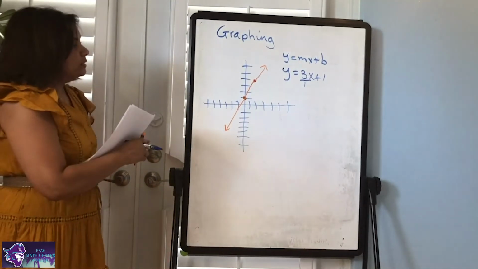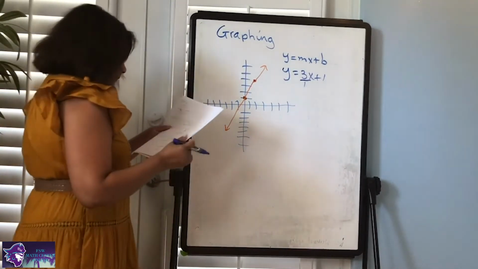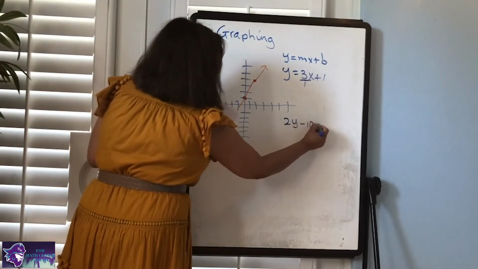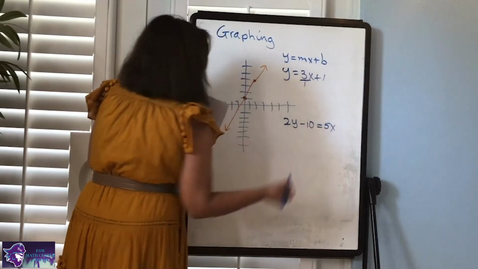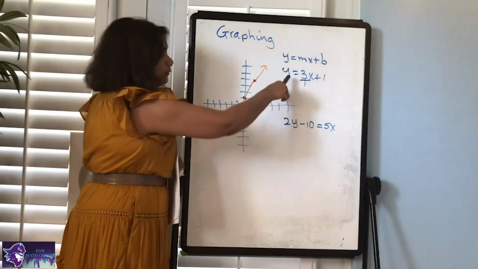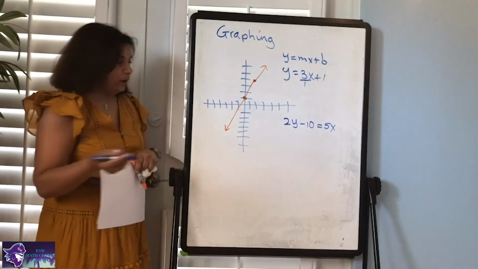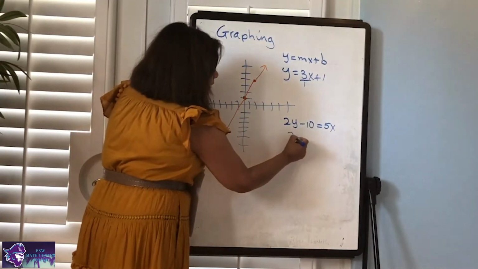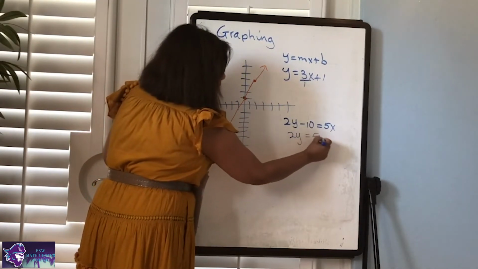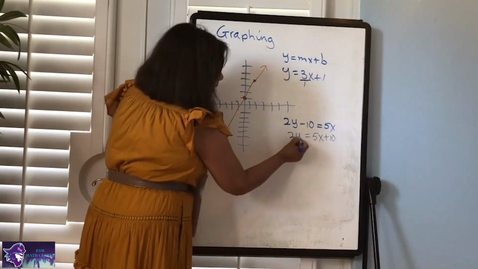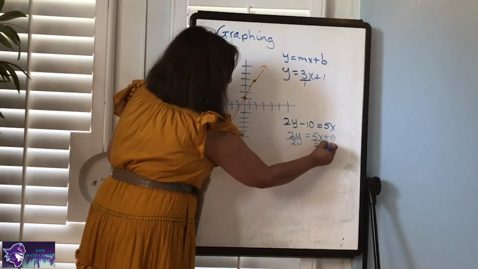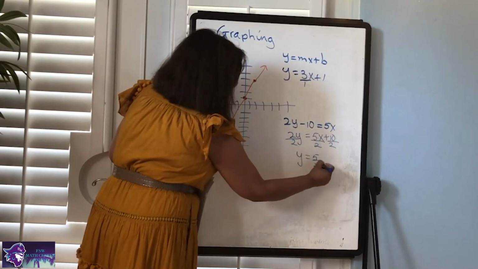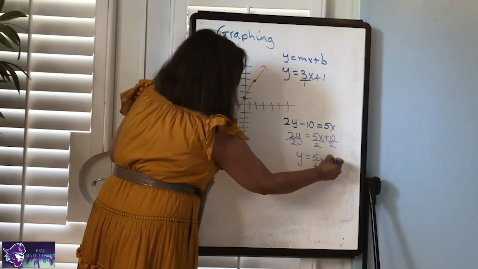Let's do another equation that's not written in slope-intercept form. And I have an example of 2y minus 10 is equal to 5x. Now to put it in that form means you're basically solving for y. So first we're going to move the 10 over, which means we have to add it to both sides. So I get 2y is equal to 5x plus 10. Then divide by 2. And so y comes out to be 5 over 2 x plus 5.